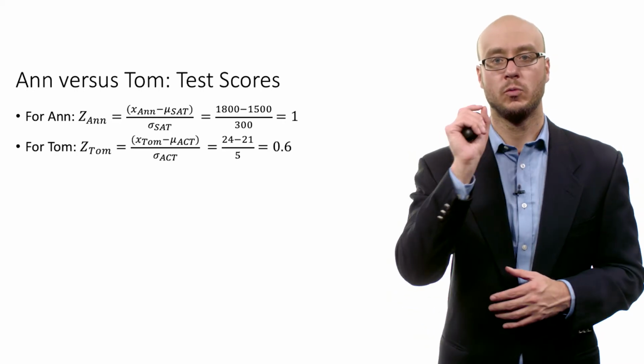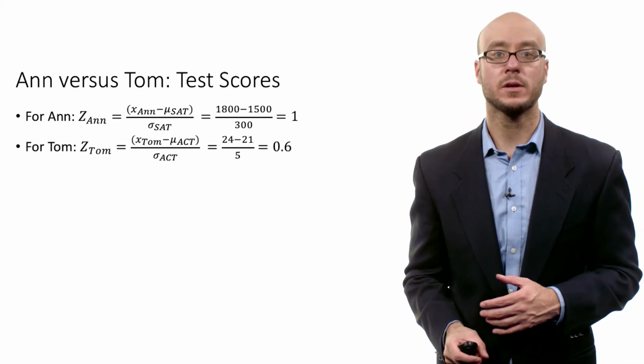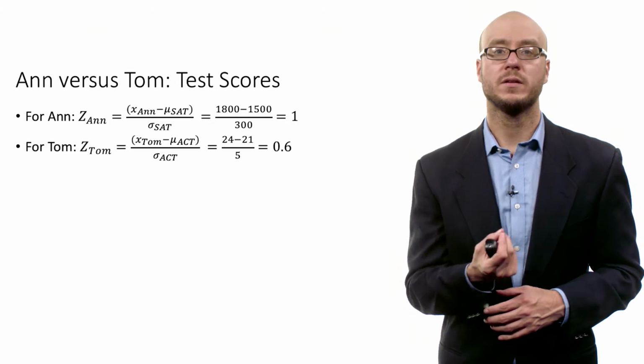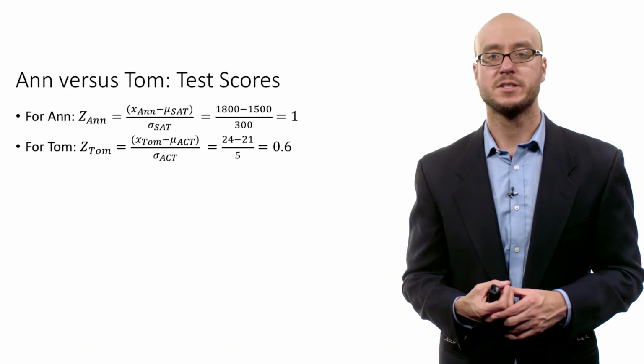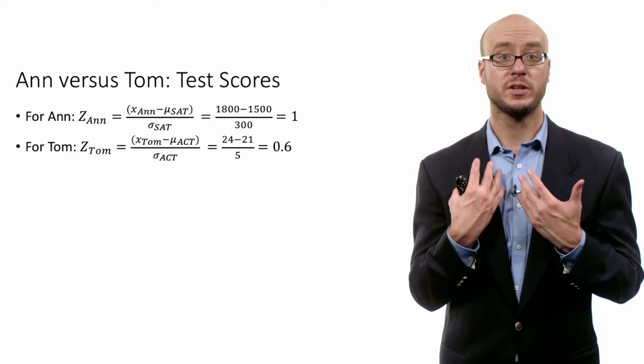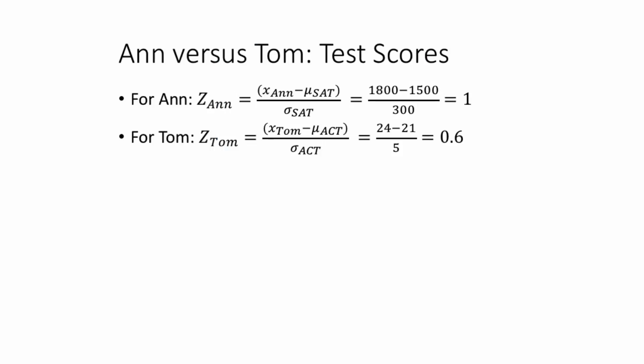So for Anne, we standardize her score by subtracting the mean for the population and dividing by the standard deviation for the population. She took the SAT, so we subtract the mean of the SAT, which is 1500, and we divide by the standard deviation of the SAT. And so she has a z-score of 1. That means her score of 1800 on the SAT is 1 standard deviation above the mean in the population for all SAT takers.